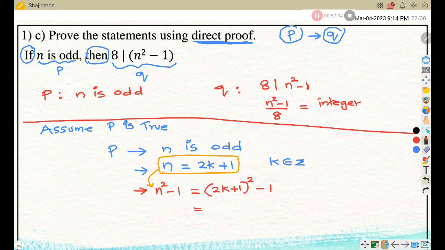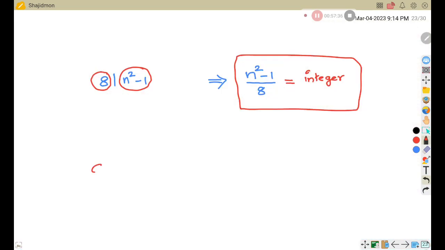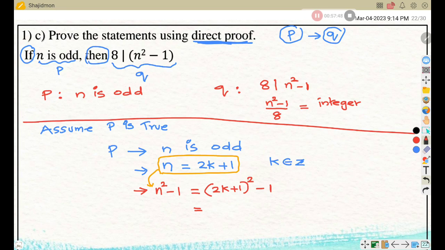Expand this one. You know what is (a plus b) whole square? You studied (a plus b) whole square. What is (a plus b) whole square? a square plus 2ab plus b square, correct? Use this rule here. We can write (2k) power 2, 4k square. 2 square means 4, k square, same, plus 2a multiply b, 2 multiply 2k multiply 1, that is 4k, plus b square. b square means 1 square, that is 1. Then last we have 1 minus 1, right? That minus 1. Got it?